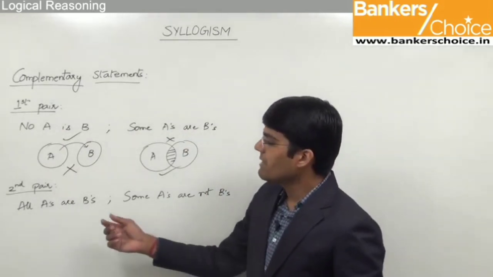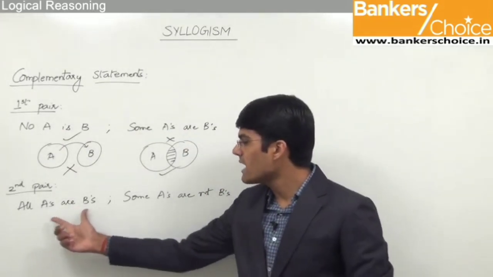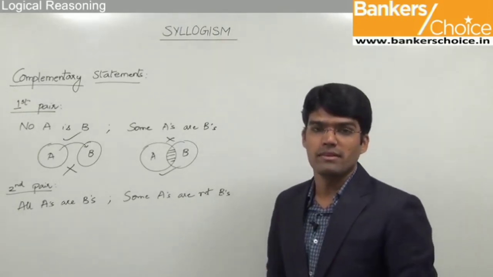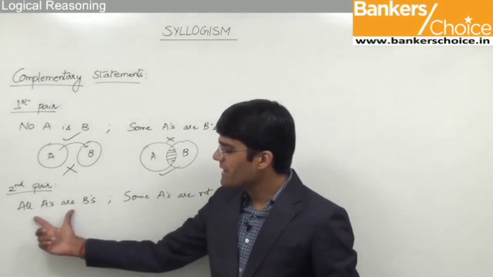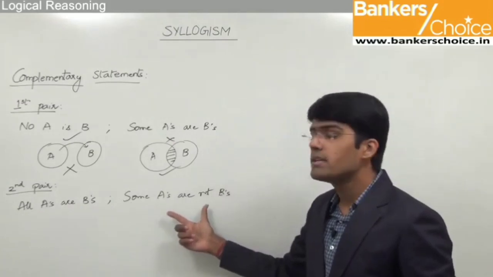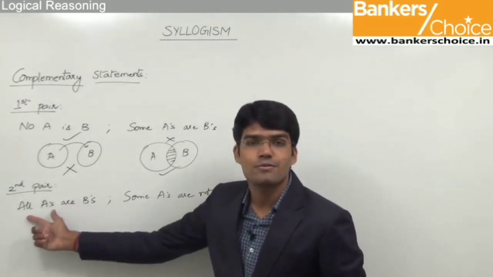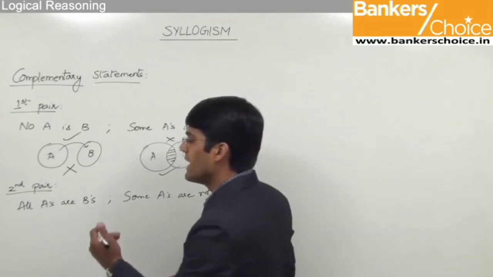The second complementary pair which we have is "all A's are B's" and "some A's are not B's." Again, the same rule is applicable. When the first statement here is false, then the second should be true. And when the second statement is false, the first has to be true. Let us understand this with the help of diagrams.